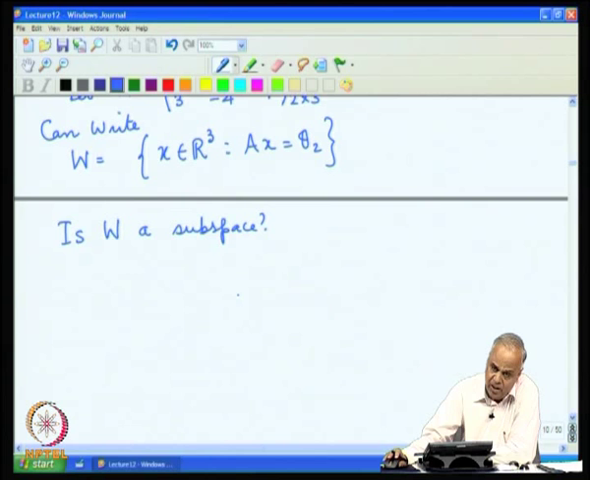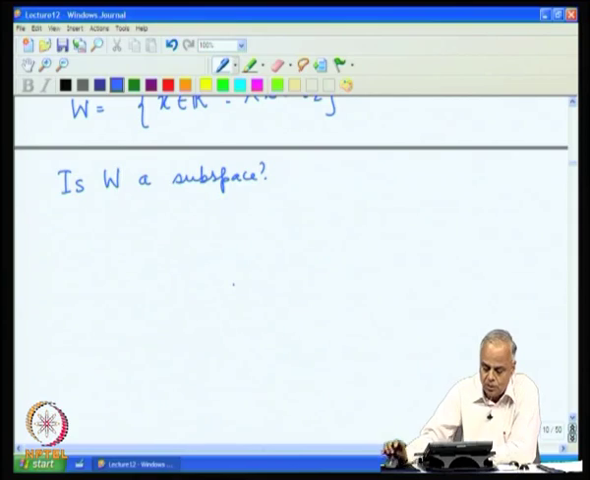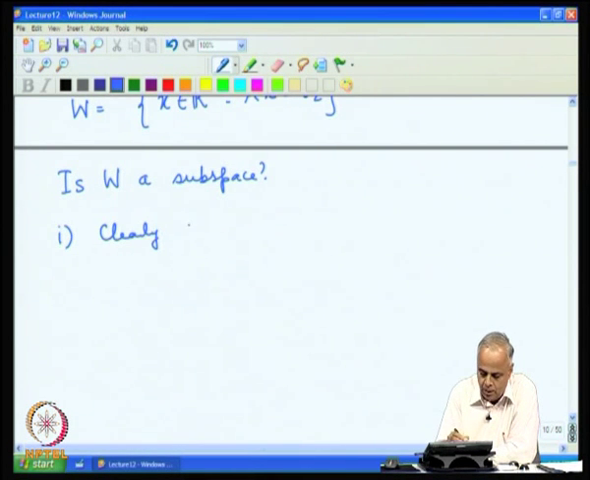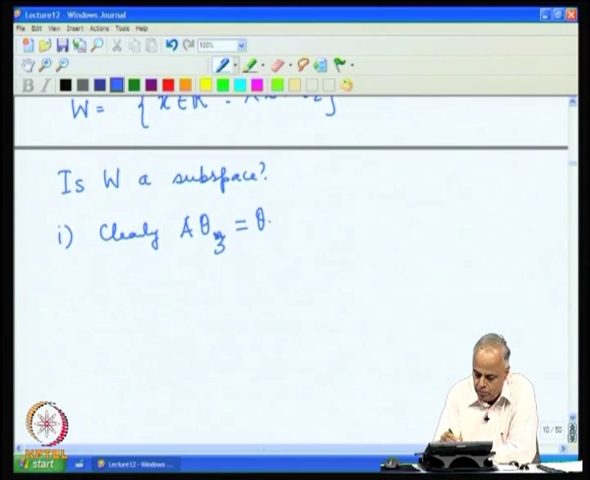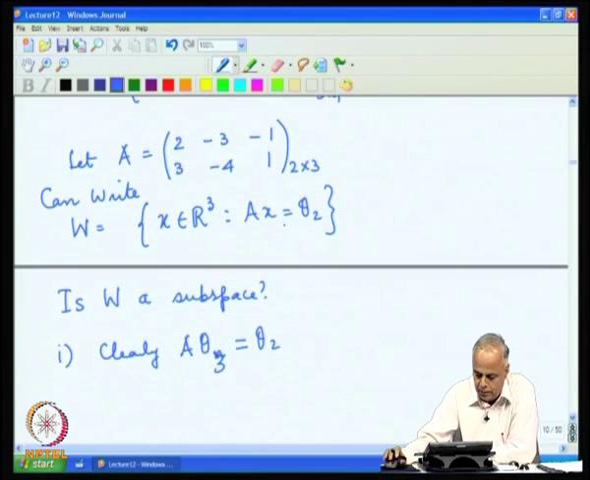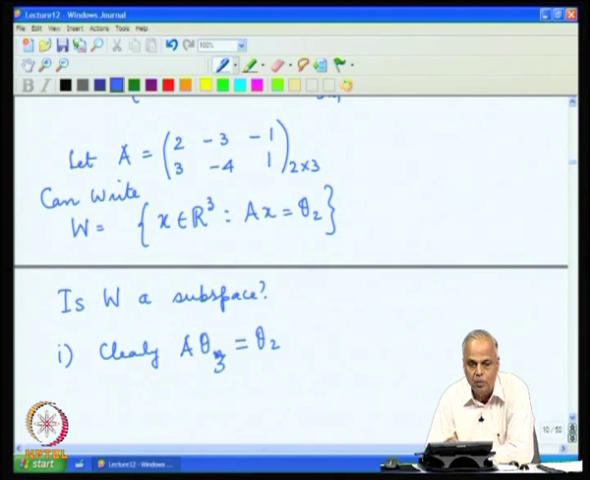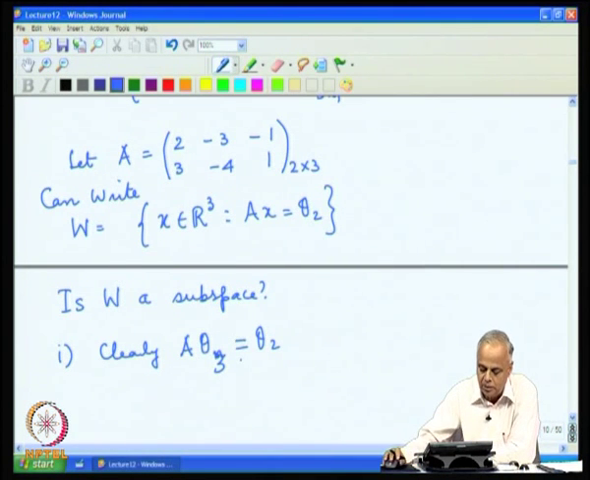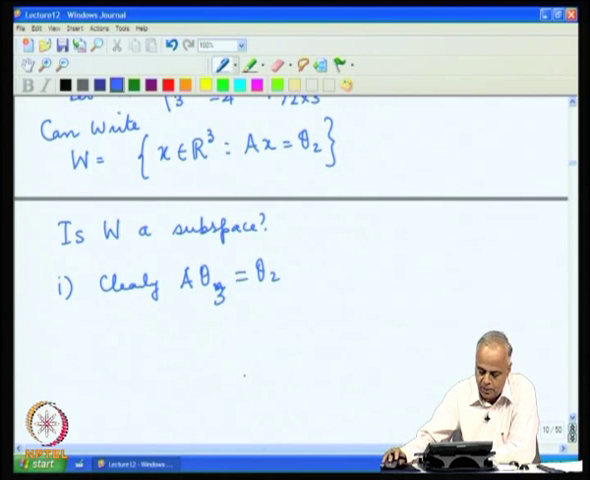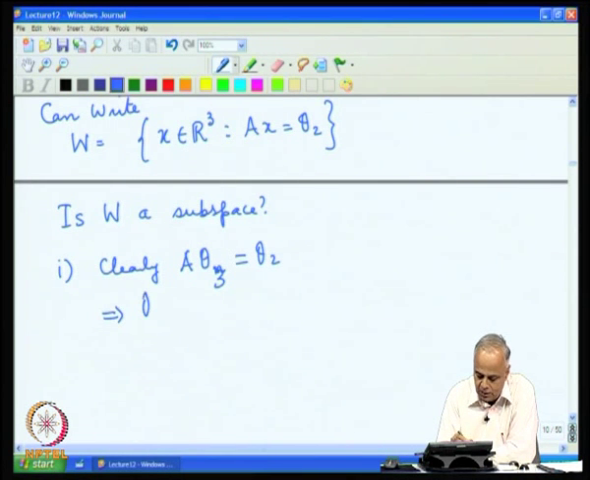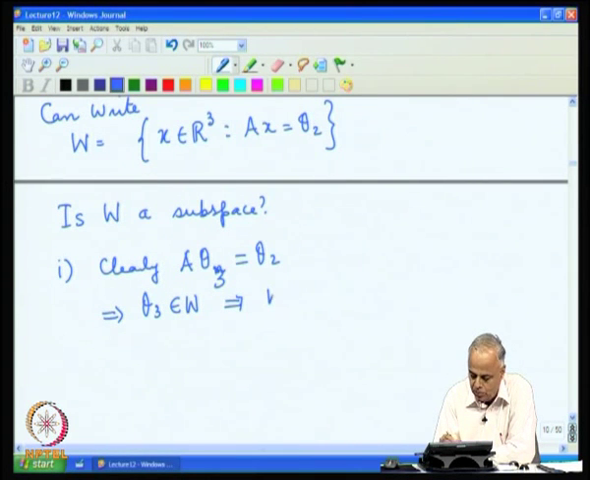Again we have to verify three things, that it is non-empty, it is closed under addition and it is closed under scalar multiplication. Clearly A times theta 3 is equal to theta 2. A is a 2 by 3 matrix, theta 3 is a 3 by 1 zero vector. So, the result will be a theta 2, a 2 by 1 zero vector, which implies that theta 3 qualifies to be in W, which implies that W is non-empty.